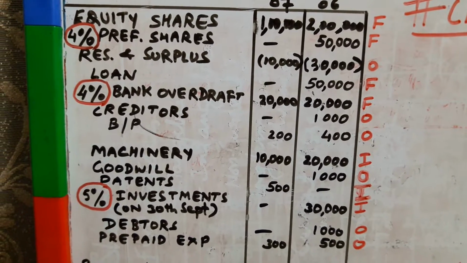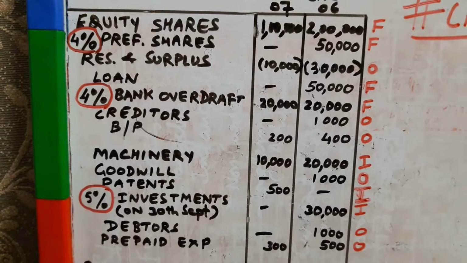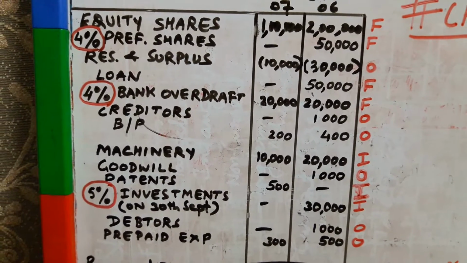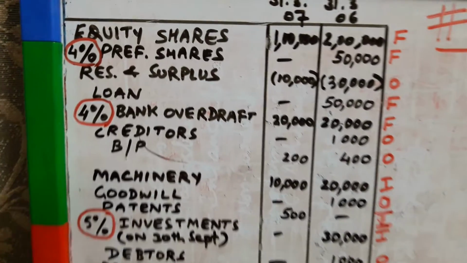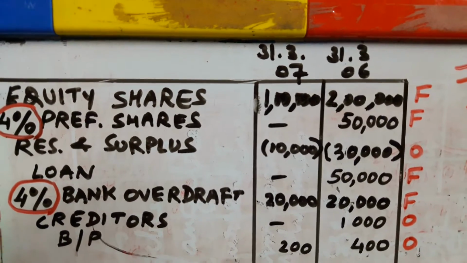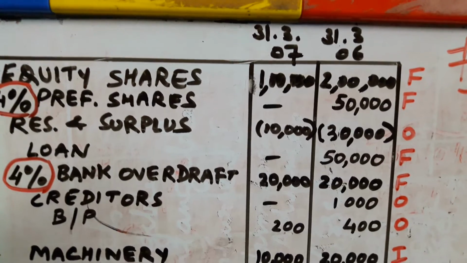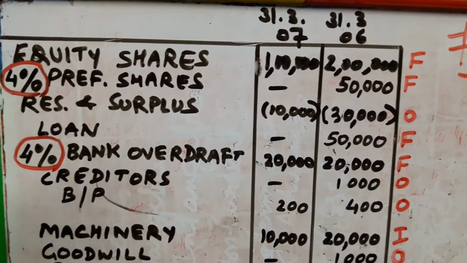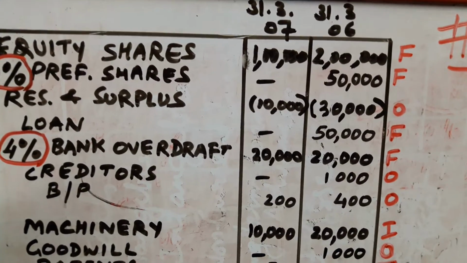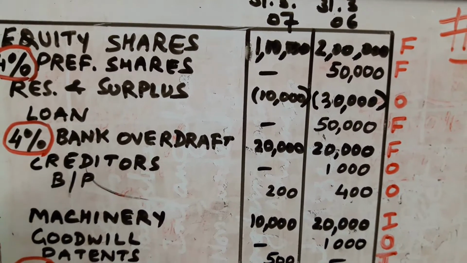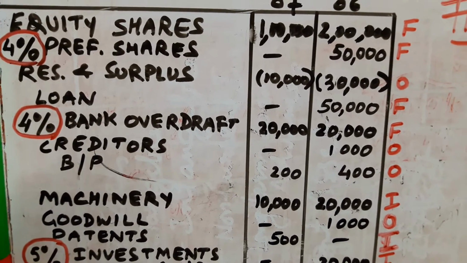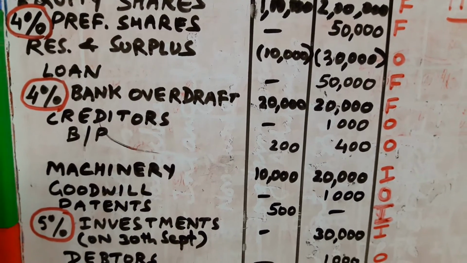You have full knowledge of that, so you will first write F, O or I in front of them in the question itself. For example, equity share, it is financing. Preference share, it is financing. Reserve and surplus will go to operating. Loan taken or redeemed will be financing. Bank overdraft is financing. Creditors go to operating. Bills payable go to operating.